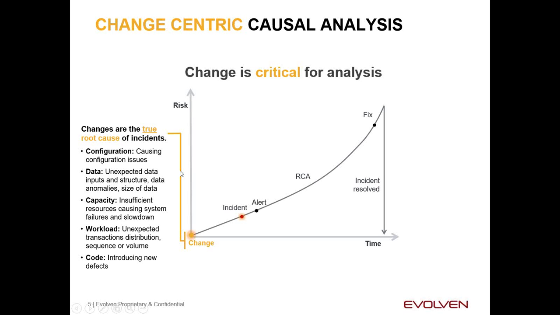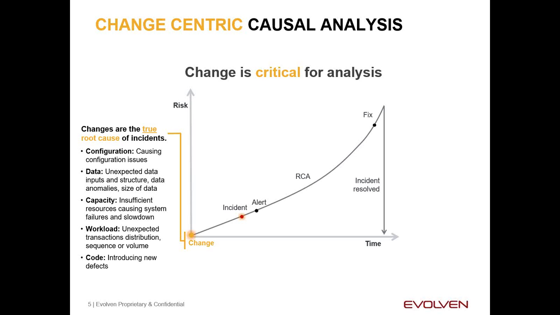So let's take a look at this from the perspective of a chart that looks at risk on the vertical and time on the horizontal. And what I'm saying is that changes are the true root causes of incidents. That means that when this change occurs, and you can see the change happens at time 0, there are some indicators that happen much later. So an incident might be raised maybe 10 minutes, maybe an hour, or maybe 10 days after the change occurs. Okay, so that's one component of it.